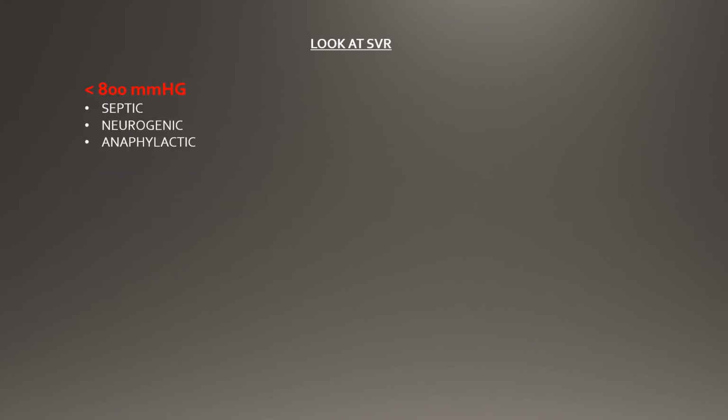If your SVR is less than 800, you're going to be in a distributive shock state, giving you the options of septic shock, neurogenic shock, or anaphylactic shock. If the SVR is greater than 1200, the patient will either be in hypovolemic shock, cardiogenic shock, or shock related to a right ventricular myocardial infarction.